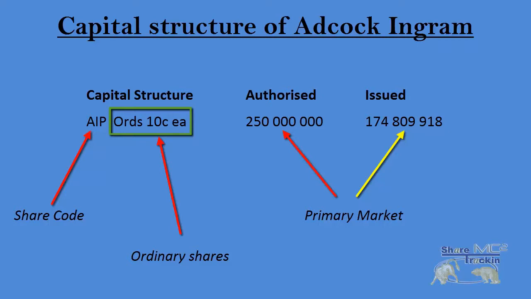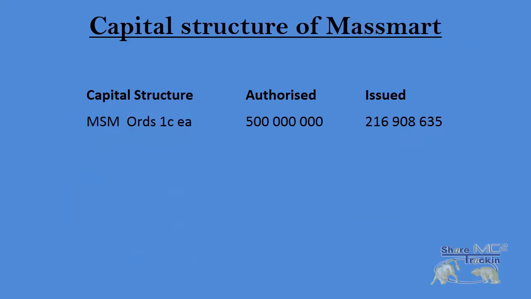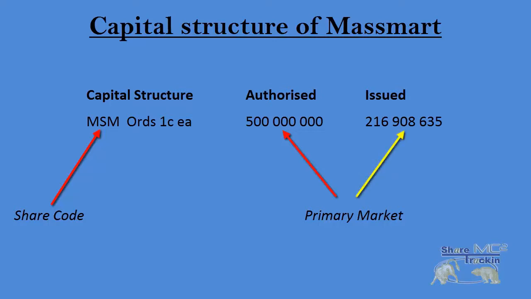Now let us consider Massmart's capital structure. Here you can see that Massmart, which has the code MSM, has an authorized share capital of 500 million ordinary shares, of which they have so far issued only 216.9 million. So you can see that all the listed companies have a different capital structure, and that their capital structure can change on a regular basis as they issue more shares and buy back their own shares.